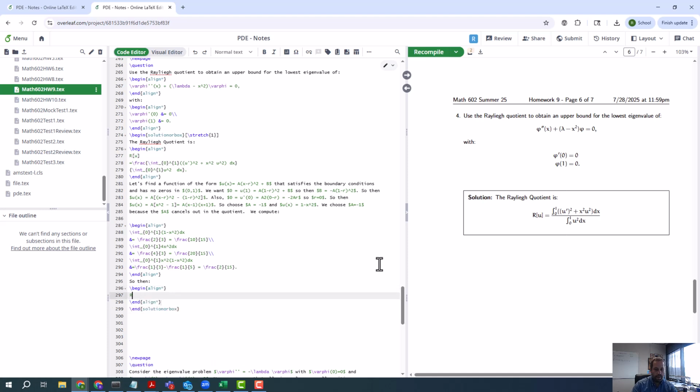So then, all right, R of u is equal to, okay, so this is the bottom, so this is going to be 10/15. I probably could have kept that how I had it. And now we're going to have 20/15 plus 2/15.